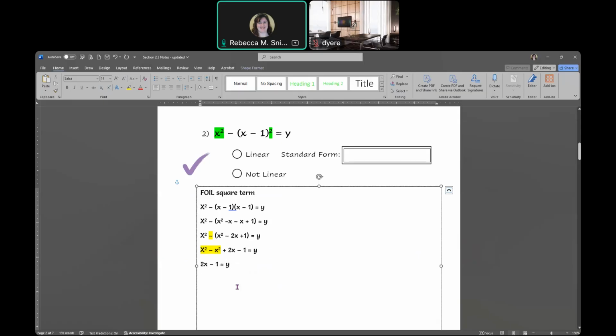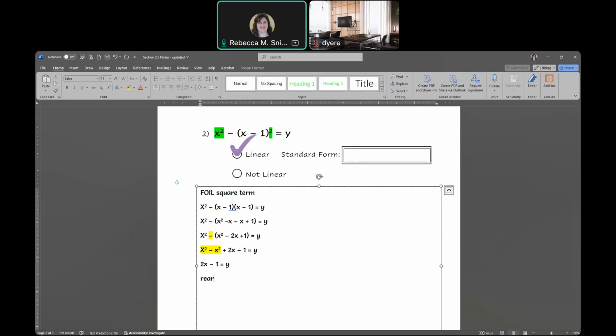And so therefore, is this linear? Well, if I look at my x term, it now has a power of just 1. I still have a y term, and I've got my constant term, which means, yes, this one would fall under my linear. And I'd have to rewrite it into standard form.